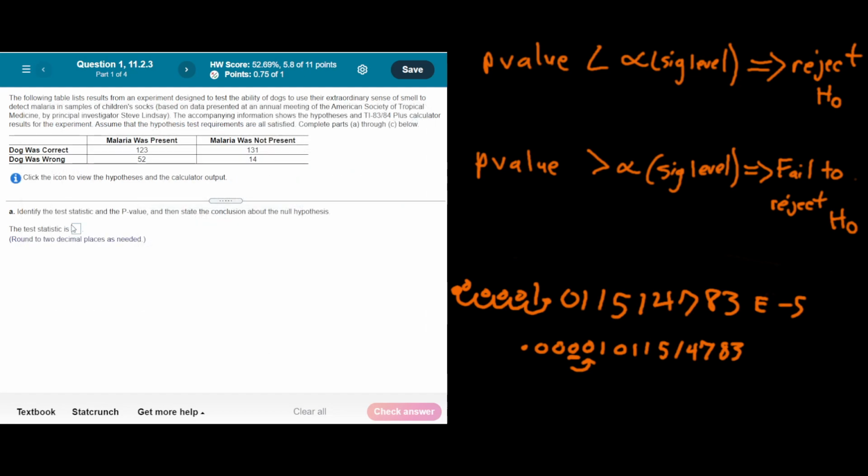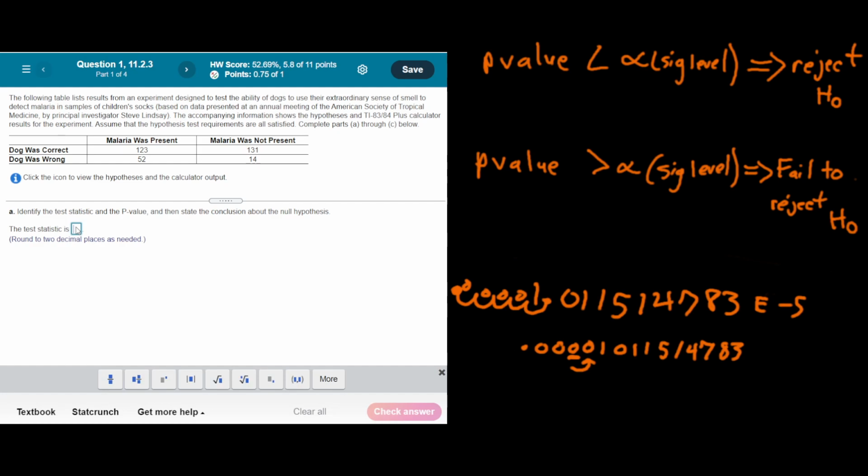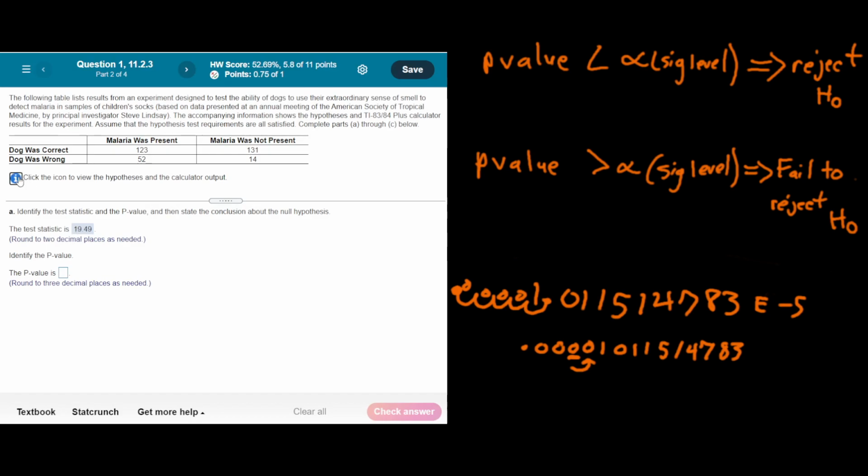So, what is the test statistic? 2 decimal places, that is 19.49. So just like in the other chapters, we're going to have a test statistic. We're going to have a p-value going on. All right, what is the p-value?